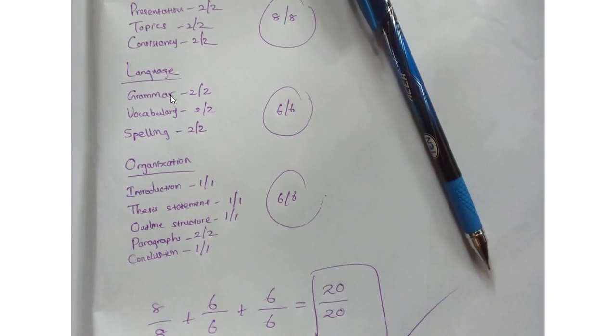Okay, under language, grammar, there should not be grammar errors. You should not commit grammar errors. Vocabulary, you should use some sort of advanced vocabulary, that is synonyms, avoid repetitions. And spelling, of course, you should not make false errors in spelling, right?